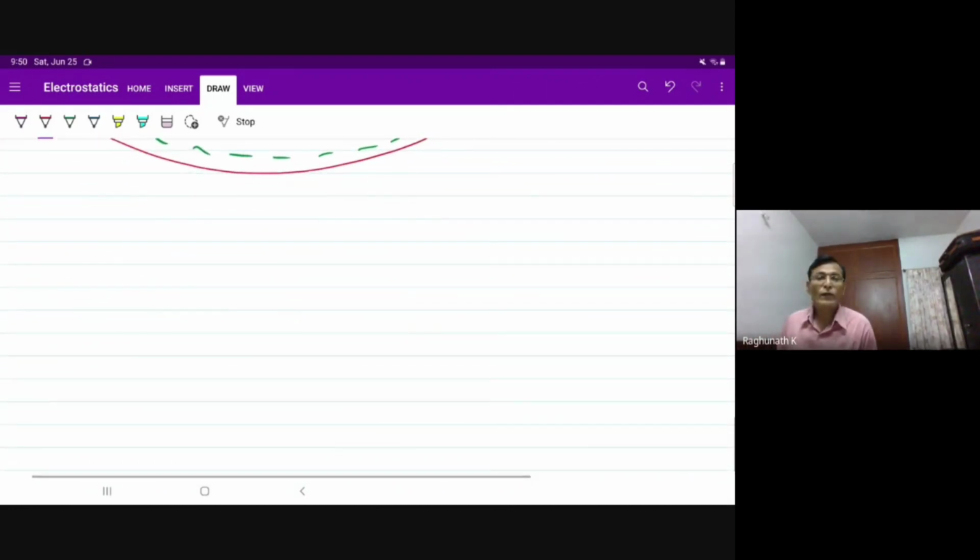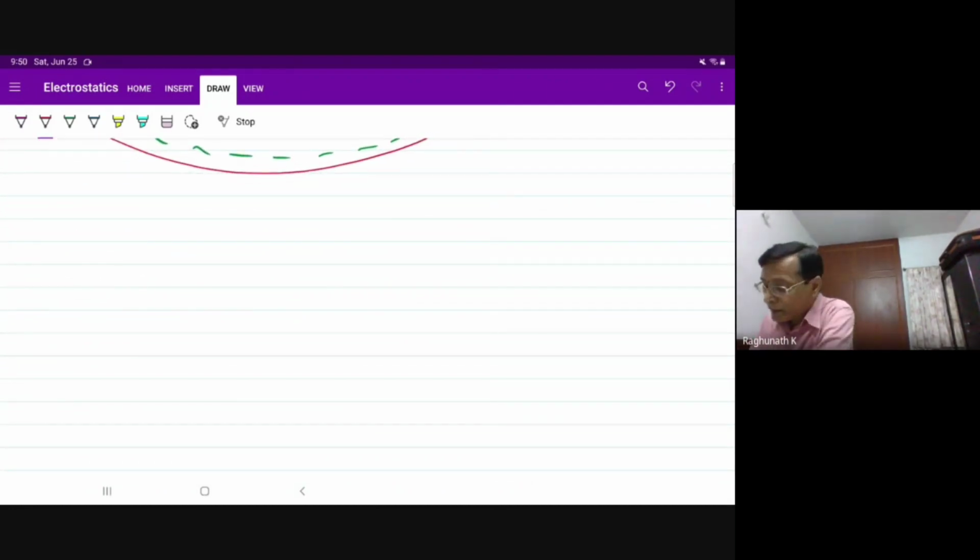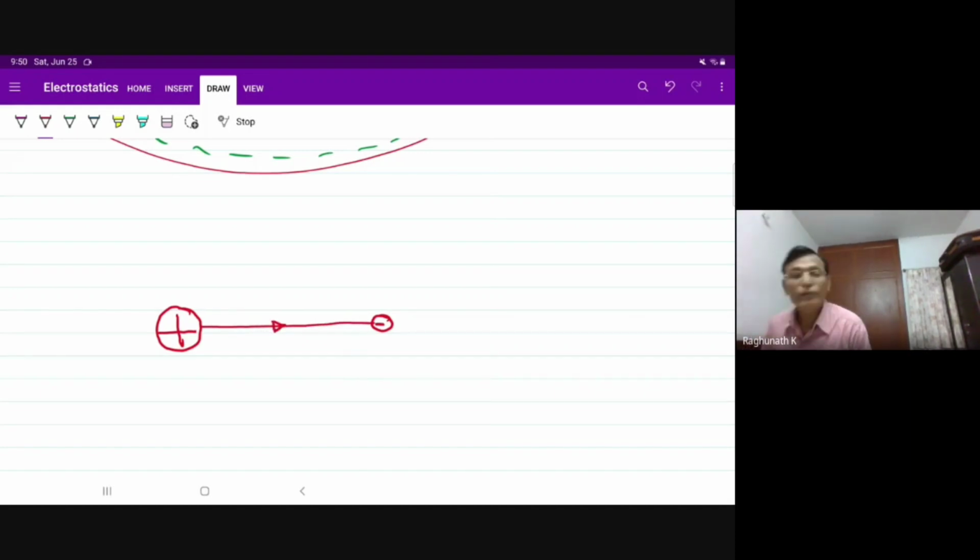Now listen, this is the point. If there is a big positive charge and a small negative charge, we expect this to happen. This is one field line, no doubt. If I keep it here, this is another field line, no doubt. I think you understood this. The point where it becomes horizontal is closer to the negative charge.